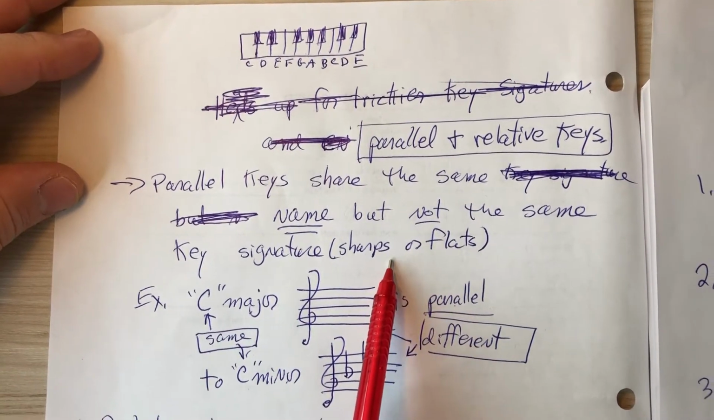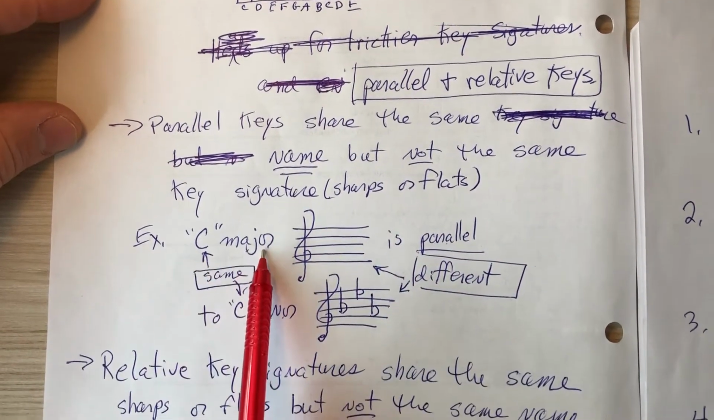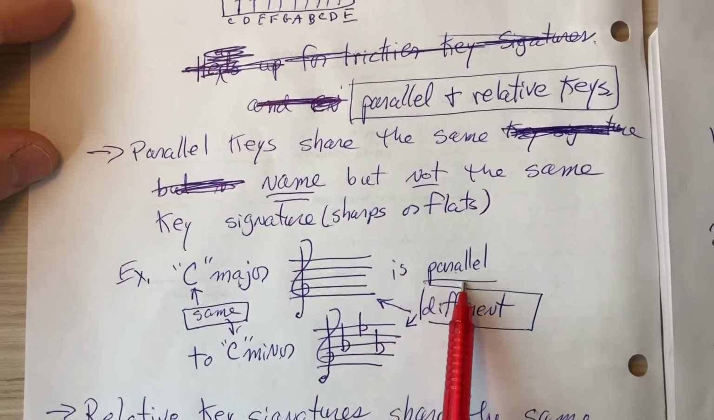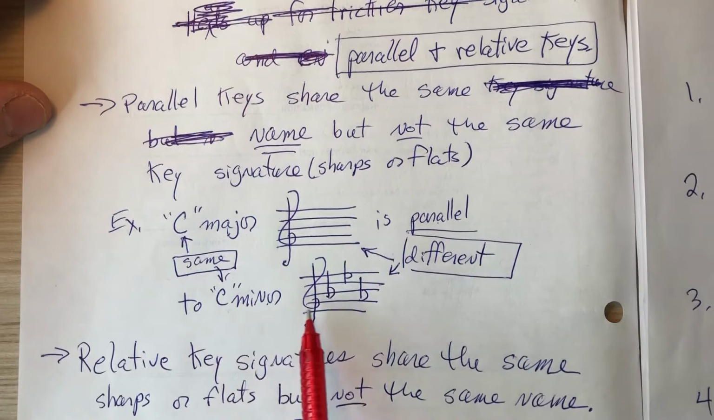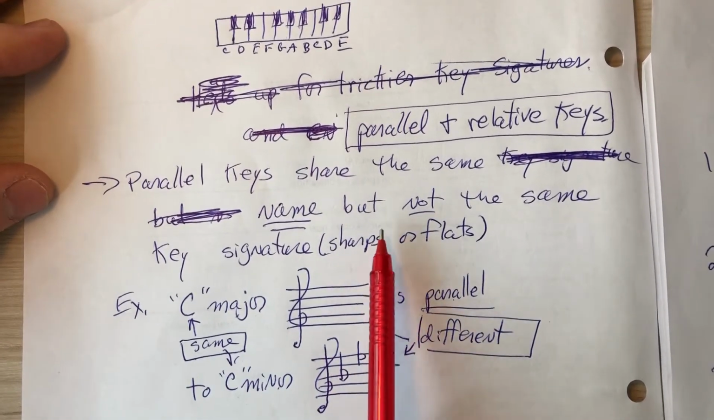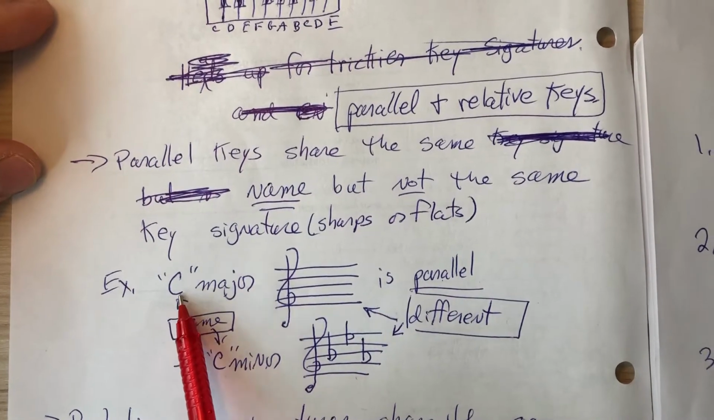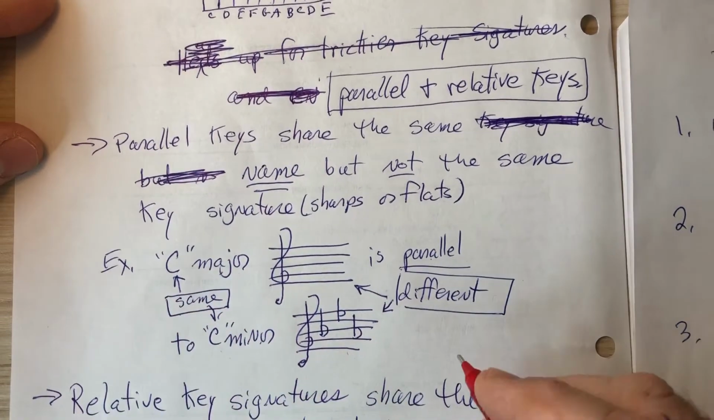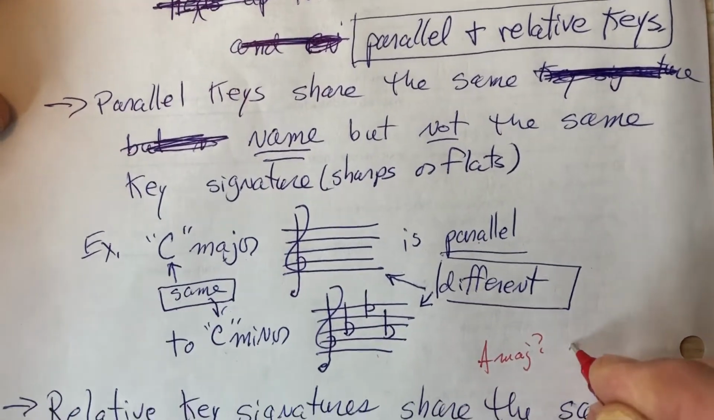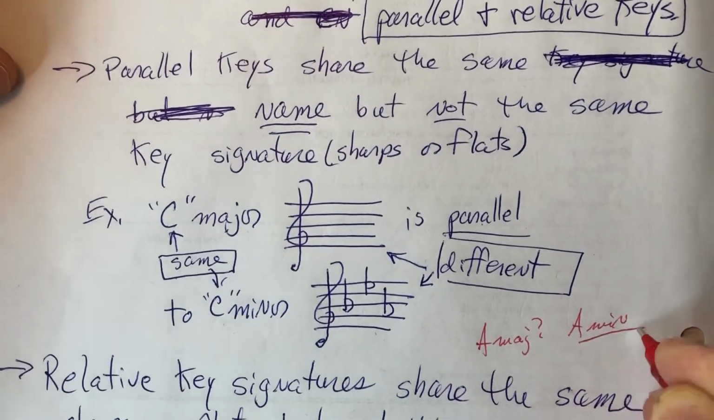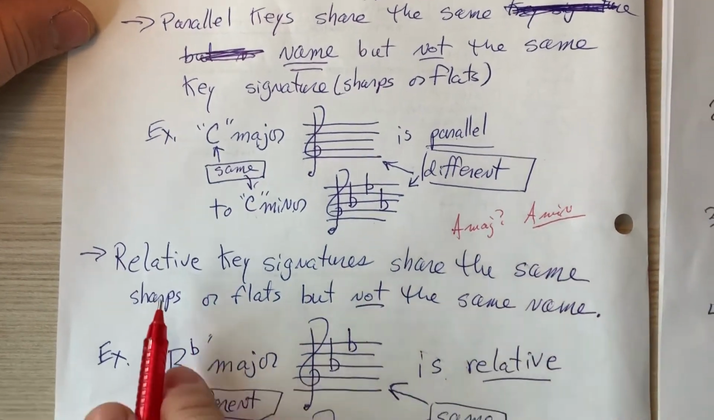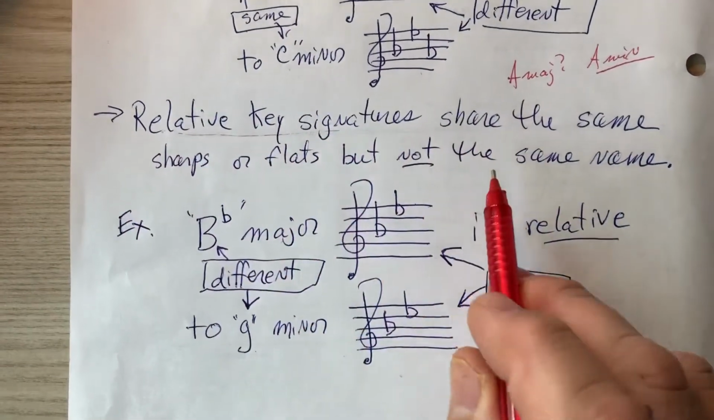The same name, so really easy. C major, which has no sharps or flats, is parallel to C minor, which has 3 flats. So this is not really relevant. Parallel, you just need to remember, is the same name. So if I say what's parallel to A major, you would say A minor. It's that easy.